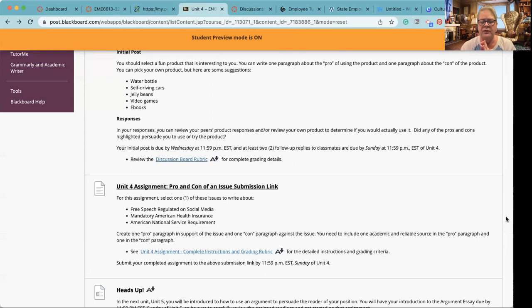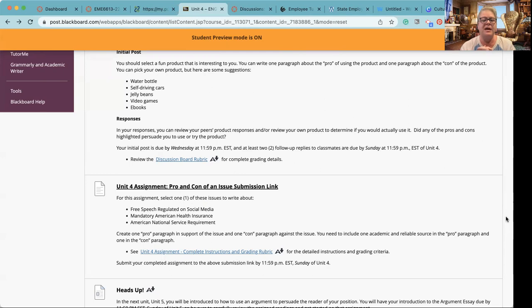So if it helps you to think of it that way, instead of pro and con, you may want to take that tack and think of the first paragraph as what you believe. Remember, you do not have to say, I think, I feel, I see, I believe. You're just going to make the position clear. And then the second paragraph is going to be the other side.